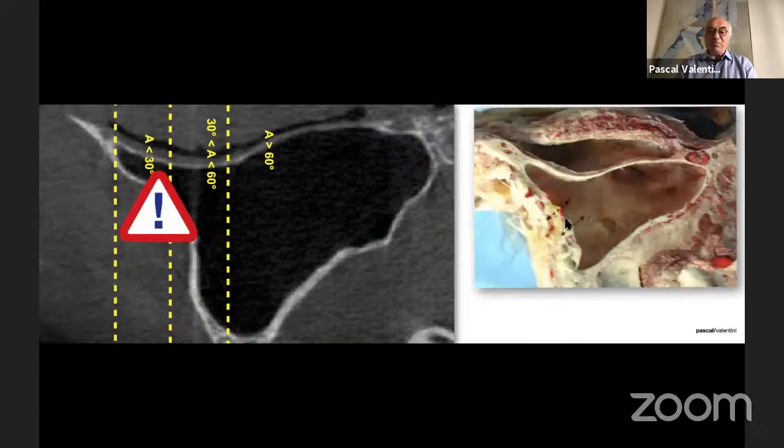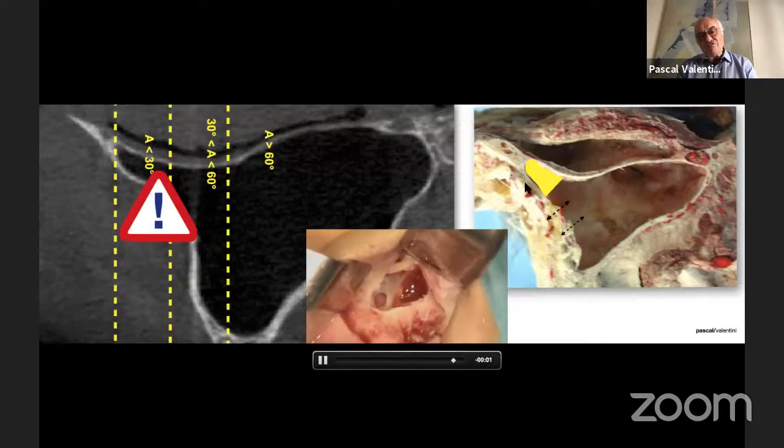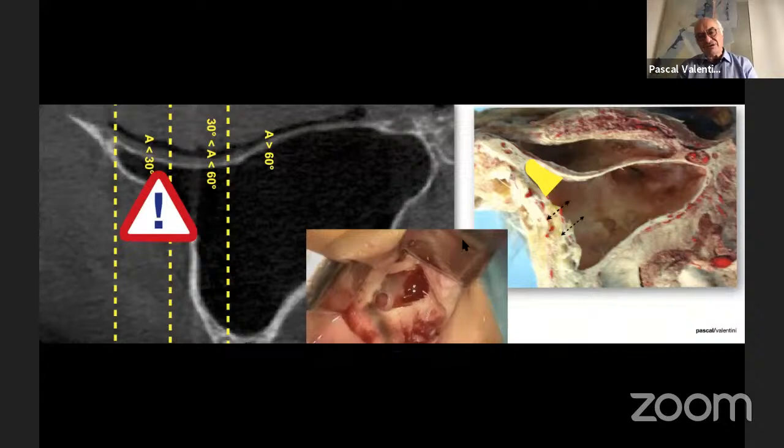Imagine we place our window in that position. Of course, if we place the window in the middle of the buccal plate here, we will have to dissect the anterior area in yellow blindly. By doing this blindly, because A is less than 30 degrees, the risk of undetected perforation is very high, as we saw here. For example, this part has been dissected blindly because the window was very posterior. And when we remove this bone, the buccal bone here anteriorly, we will detect this perforation.